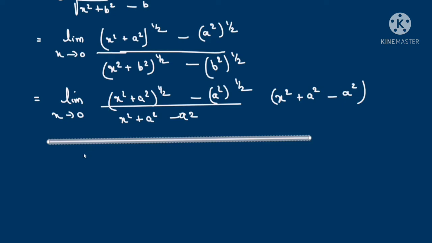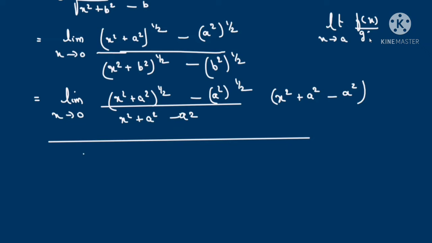Now the denominator you can split the limits. You know that limit x tends to a, f of x by g of x is limit x tends to a, f of x divided by limit x tends to a, g of x. You can split the limits like this. So this limit you can put for the denominator also.